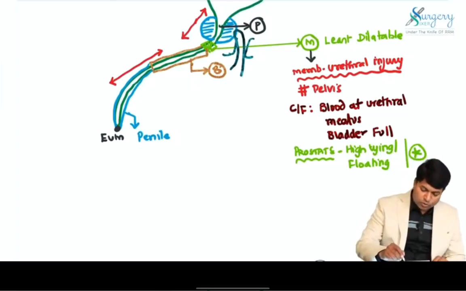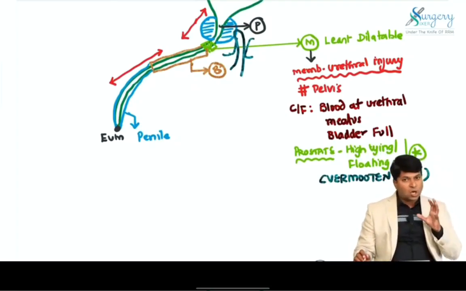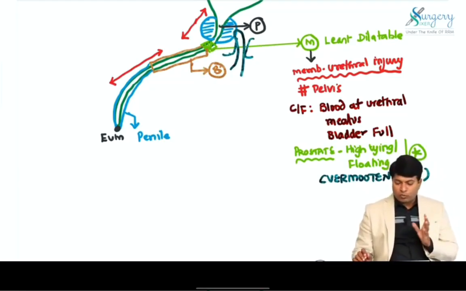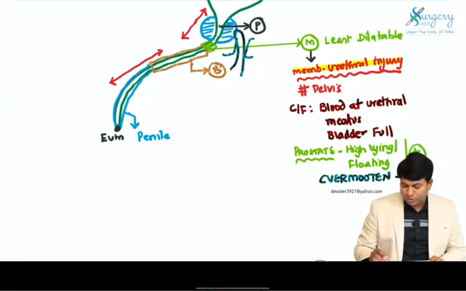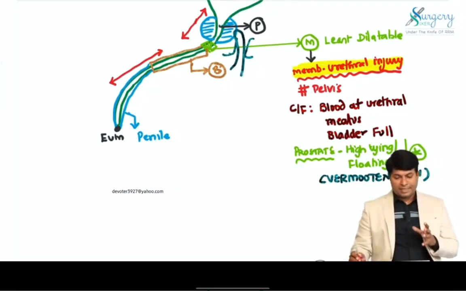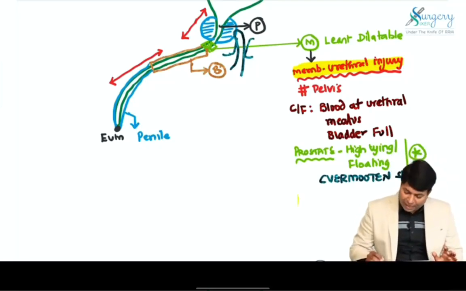This sign is what we used to call the Vermeulen sign. It is contraindicated as per the latest guidelines. It is not advised now; we should not do the Vermeulen sign hereafter. So the points I want you to remember are: membranous urethral injuries are again due to fracture pelvis, characterized by blood at the urethral meatus, full bladder, high lying prostate, and deep extravasation of urine. Please understand the point.